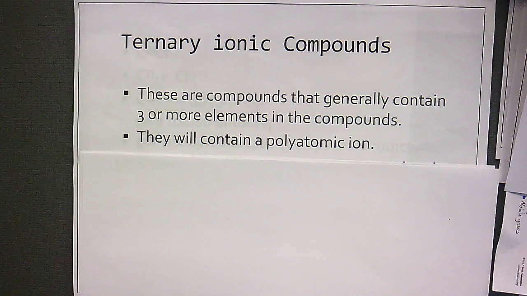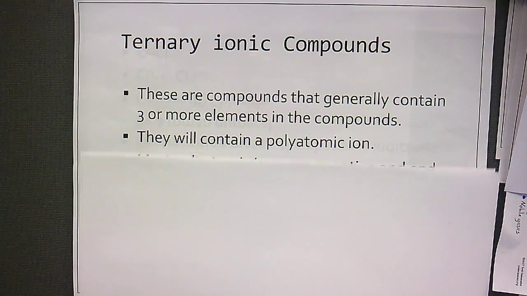They will always contain a polyatomic ion. Do you guys recall that from last semester? The polyatomic ions were groups of elements bonded together covalently, but still had an overall charge. Okay? All right, so ternary ionic compounds will always contain a polyatomic ion. Please make sure you're writing this stuff down so you'll have it to refer to when working on the problems.